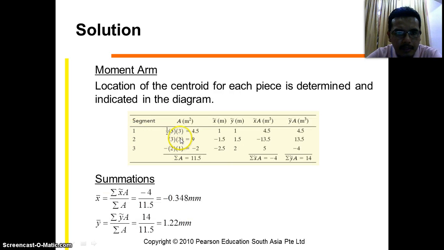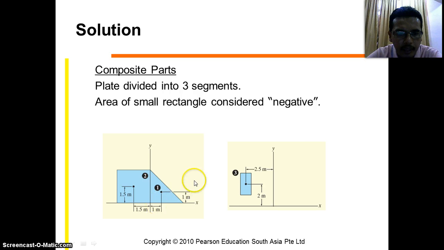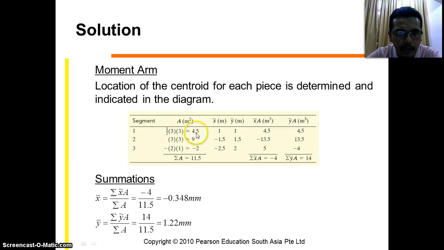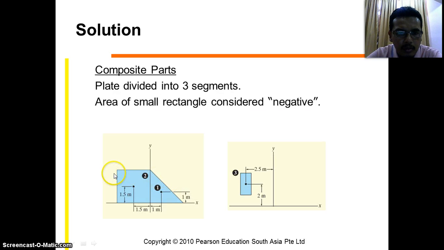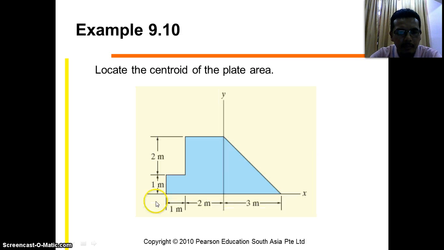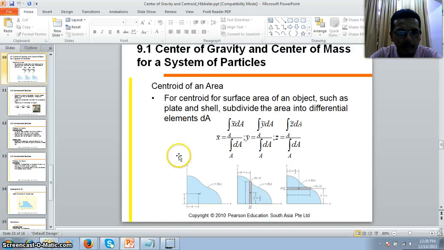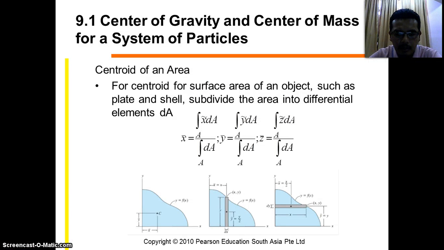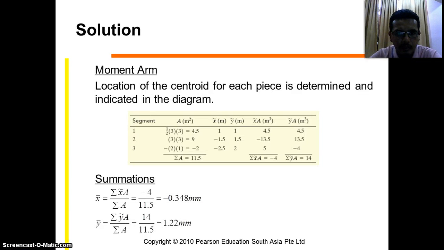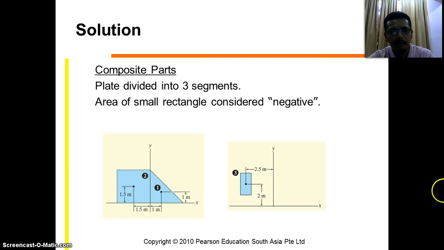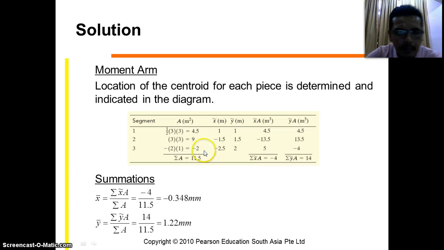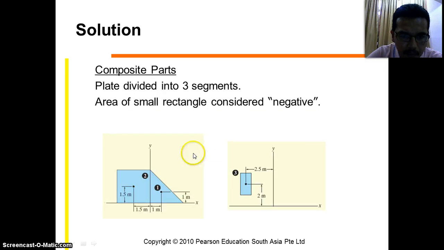So what we have, segment 1, is a triangle. The area is a half multiplied by the base multiplied by the height, so we get 4.5. Segment 2 is a square. The area is the base multiplied by the height, so we have 3 multiplied by 3. Then segment 3 is a rectangle. So the base multiplied by the height gives us the area.